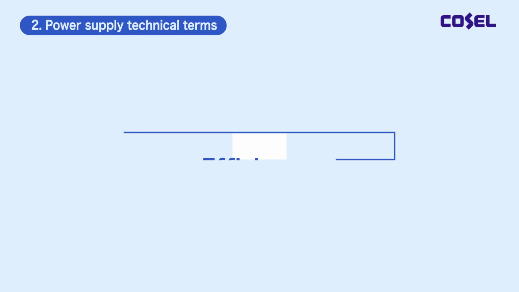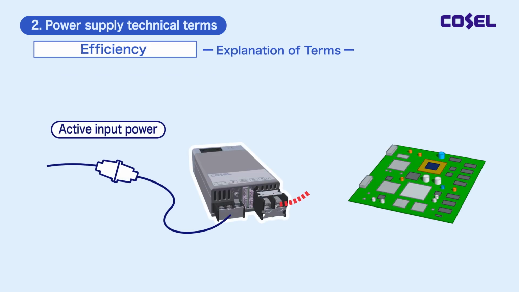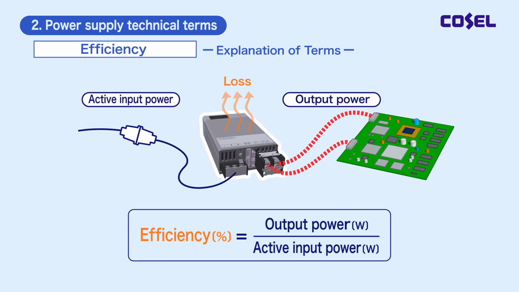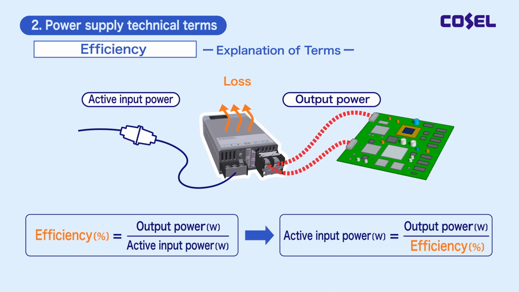Next, let's look at the meaning of the power supply term, efficiency. A power supply cannot transfer all the energy on the input side to the output side. Active power input and power output are different due to power being lost during voltage conversion. The ratio of output power to active power input can be calculated as efficiency using this formula. When selecting a power supply, it is important to modify this formula and calculate the active input power value using the output power value and efficiency value of the property data to be used.